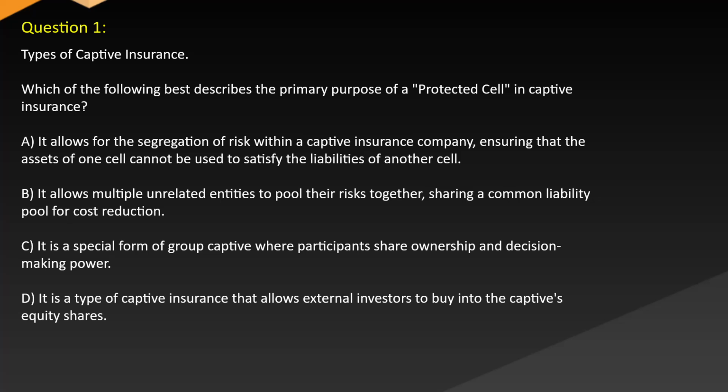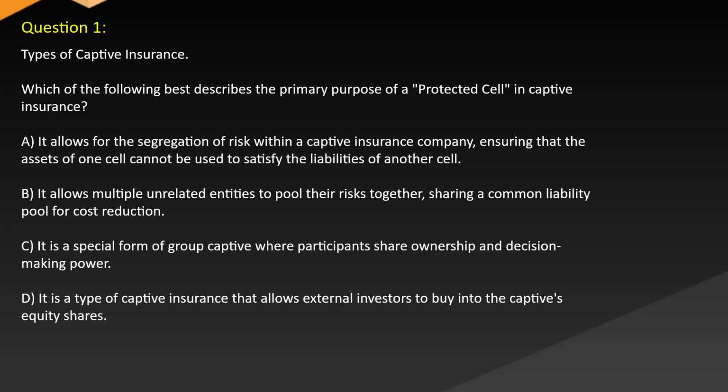Question 1. Types of captive insurance. Which of the following best describes the primary purpose of a protected cell in captive insurance? A. It allows for the segregation of risk within a captive insurance company, ensuring that the assets of one cell cannot be used to satisfy the liabilities of another cell.